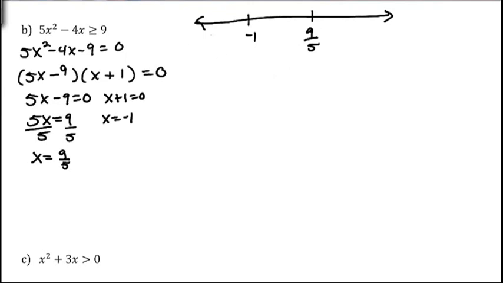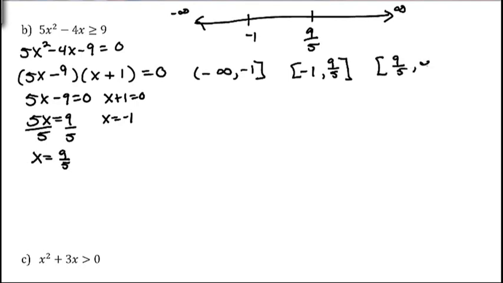This gives me three intervals. Again, if it helps you to put these infinity symbols up on the graph, then go ahead and do that. So we have our first interval from negative infinity to negative 1. And again, this has the equal sign, so I'm going to use a square bracket. And then negative 1 up to 9/5. And then the last one is from 9/5 to positive infinity. So these are the three intervals that we need to test.